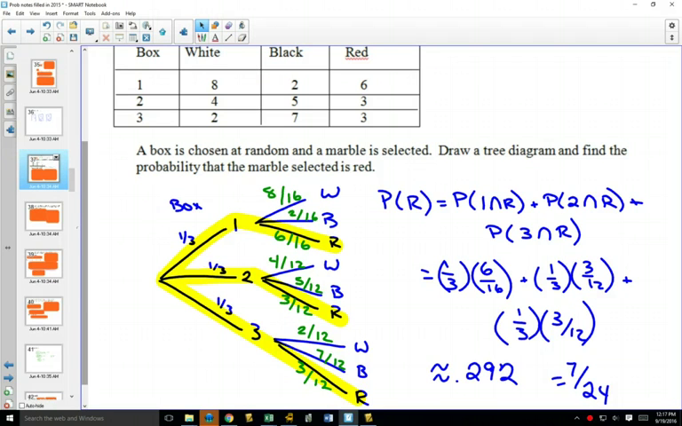It would be fine if you just went to the second line here with the numbers. But this is showing I'm figuring out the probability of box 1 and a red one, box 2 and a red one, and box 3 and a red one. And those are independent events. So the chances of getting box 1 and a red one would be the 1/3 times the 6 out of 16. Box 2 would be the 1/3 times the 3 out of 12. And box 3 would be the 1/3 times the 3 out of 12.